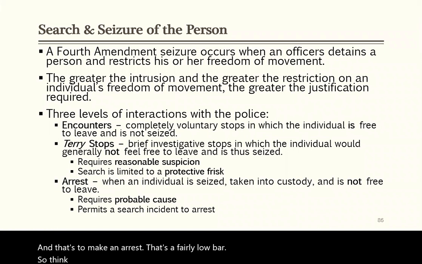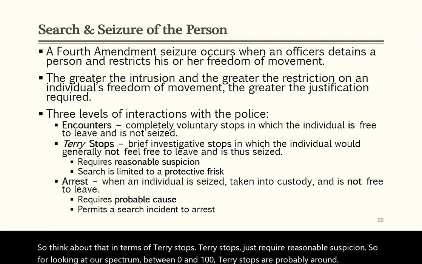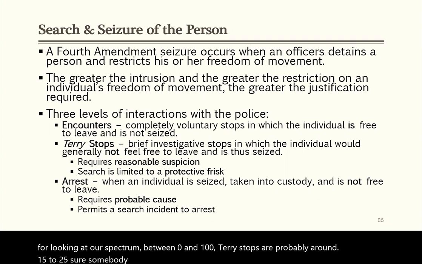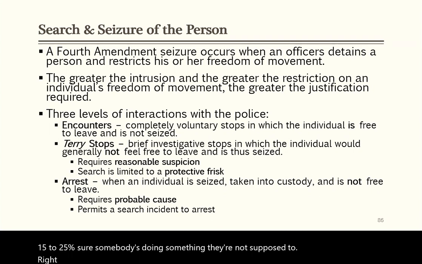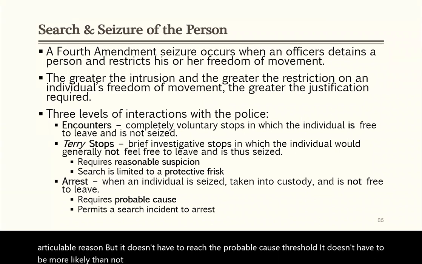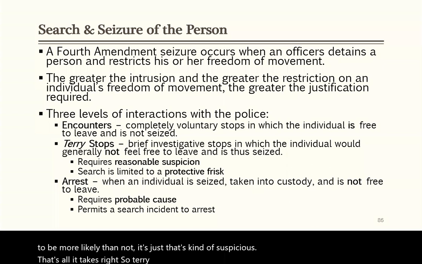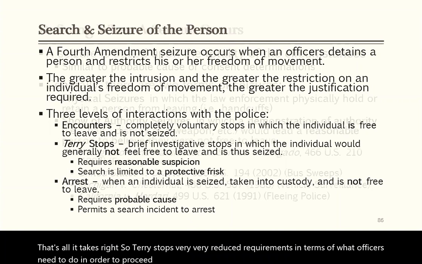So think about that in terms of Terry stops. Terry stops just require reasonable suspicion. So if we're looking at our spectrum between 0 and 100, Terry stops are probably around 15 to 25% sure somebody's doing something they're not supposed to. Right? And again, it has to be more than a hunch. You have to have some kind of good articulable reason, but it doesn't have to reach the probable cause threshold. It doesn't have to be more likely than not. It's just, that's kind of suspicious. That's all it takes. Right? So Terry stops have very reduced requirements in terms of what officers need to do in order to proceed with the stop.